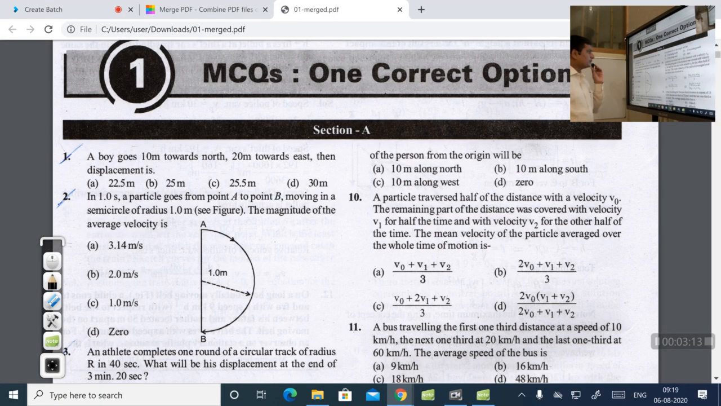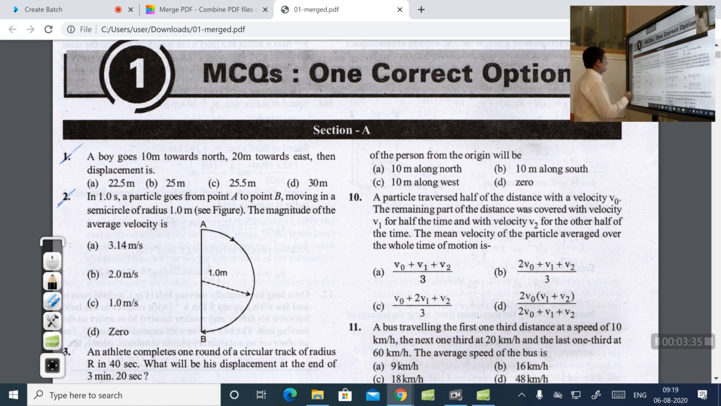Here you can see, I just took the PDF of our material. I think the first, second and third questions are very easy. You can easily solve them. The first question is: a boy goes 10 meters towards north and 20 meters towards east. Then what is the displacement? Directly root over 10 square plus 20 square. I think there is no need to solve this one.